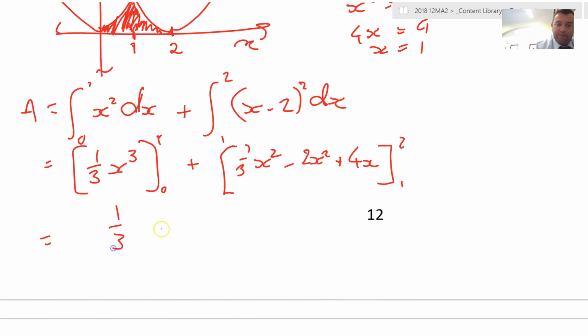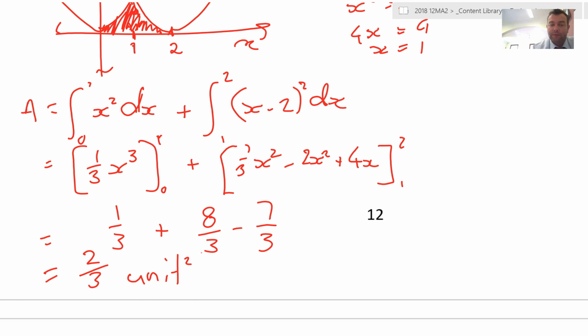I get 1/3 there plus, I'm pretty sure, 8/3 minus 7/3. If you're not convinced, work through those substitutions, but I'm just making things fast. We get this, and unsurprisingly, this little part here, 1/3, is my first part of the area. Unsurprisingly, when I dissect them, those two regions are both equal to 1/3. My total area equals 2/3 of a square unit.